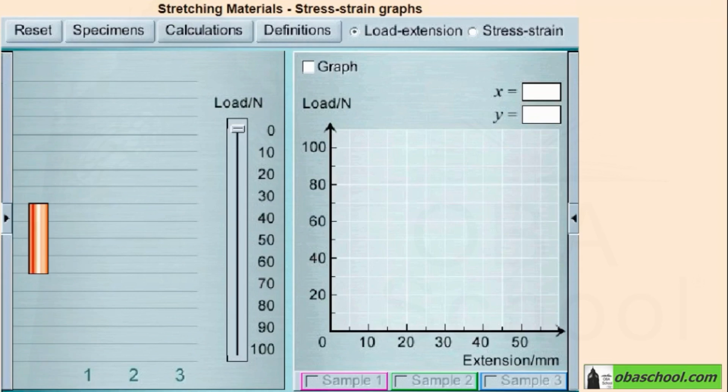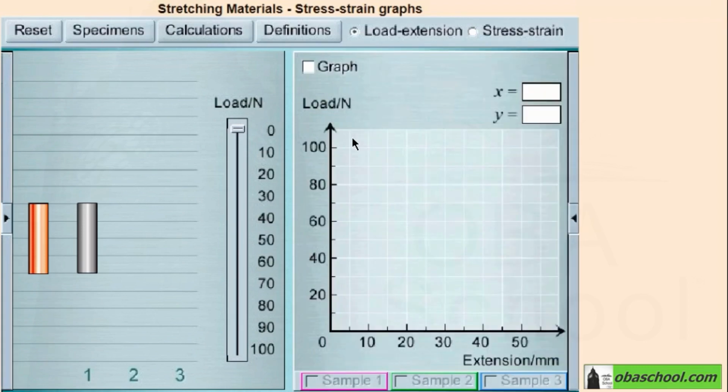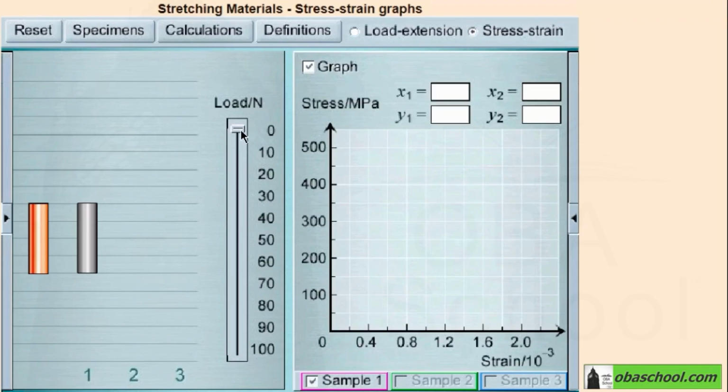Let's select the short, thin steel specimen from the specimen tray, and let's select the graph as well as stress-strain. We're going to stretch the material until it breaks.